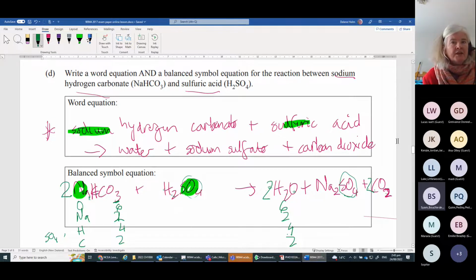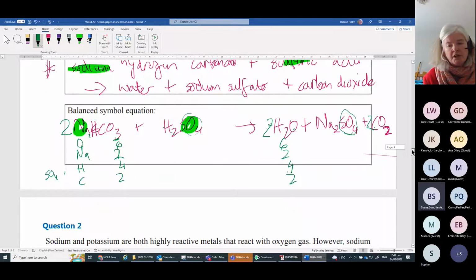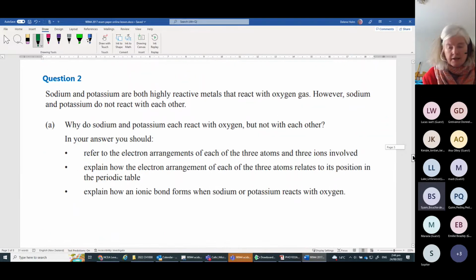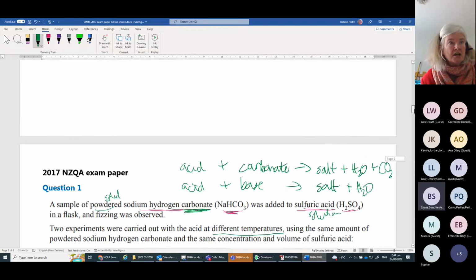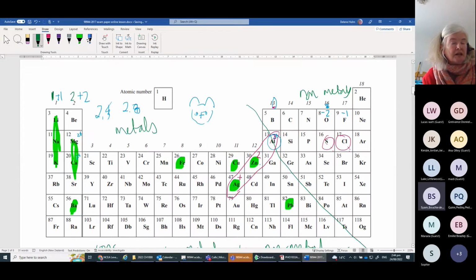Okay. So that is that, and you will normally be given two equations to balance in an exam paper. Now, let's have a quick look at this one. So we've got sodium and potassium, but notice in this case, they have not given you the symbols. So they want you to recognize where sodium and potassium are. So you look over here, and hopefully you can recognize that that is sodium and that is potassium.